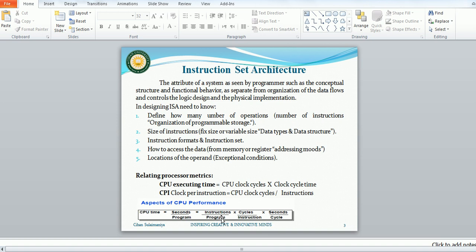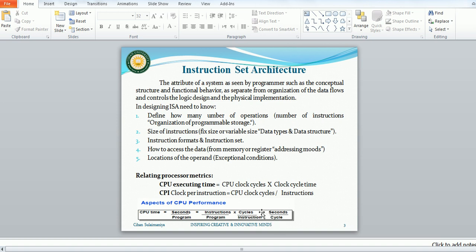So here is the equation you need for central processing unit time. You have to know how many instructions you do per program. You multiply it by how many cycles you proceed per instruction. Finally, you multiply by how many seconds you need to proceed one cycle. So instructions per program times cycles per instruction times seconds per cycle.